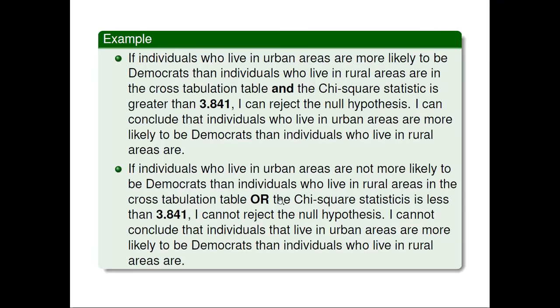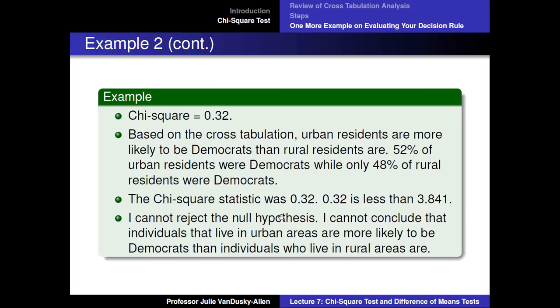So since this criterion was met here, I cannot reject the null hypothesis. I cannot conclude that individuals that live in urban areas are more likely to be Democrats than individuals who live in rural areas are.